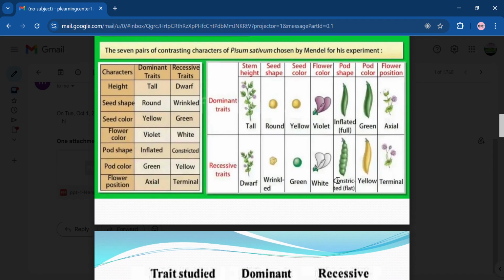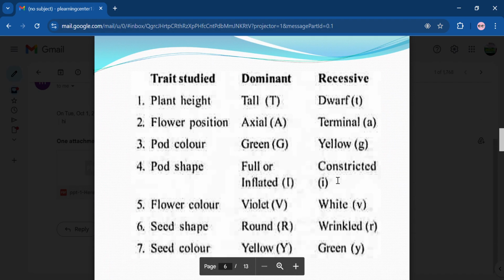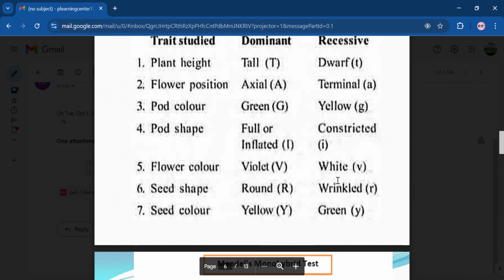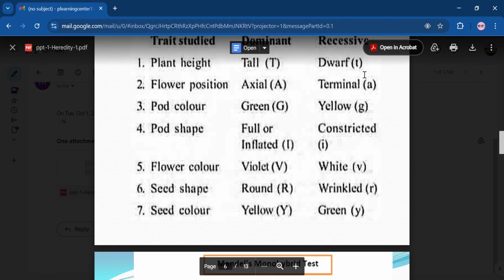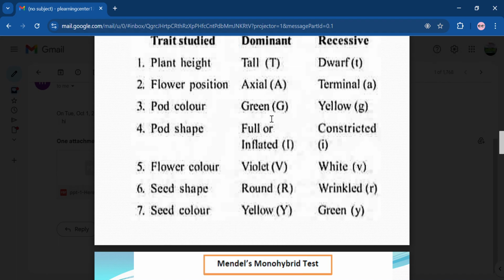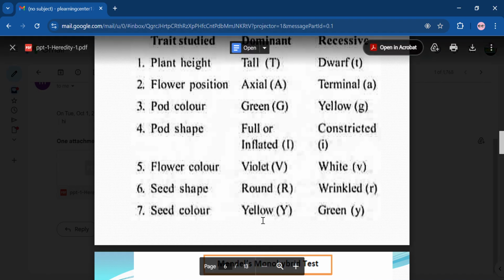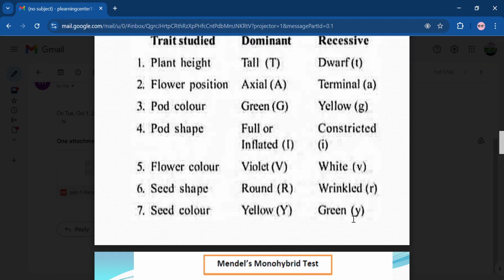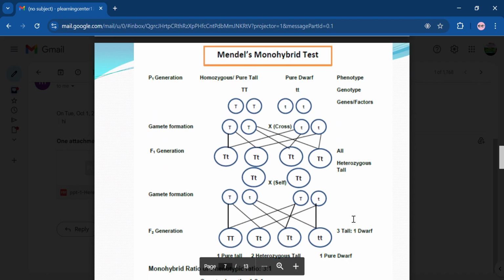Then he took all these characters. Like I told, in alleles, the dominant character is written as capital T, and the recessive is written as small t. Flower position: axial is capital A, terminal is small a. Pod color: green is capital G, yellow is small g. Like this we write. Seed color: yellow is capital Y, green is small y.